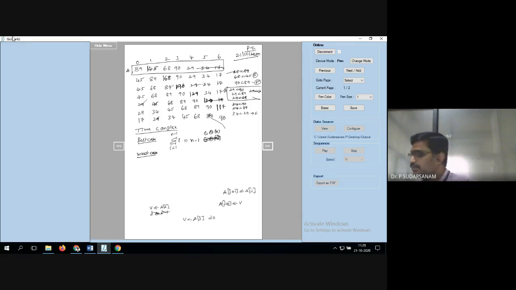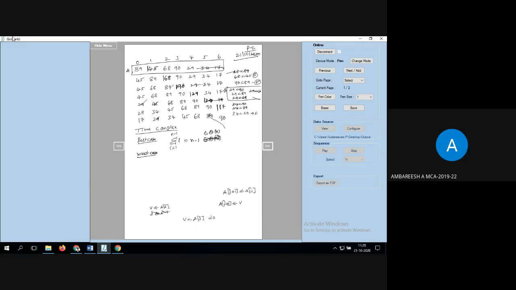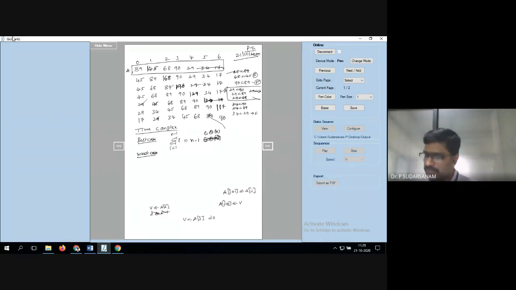For example, if I have the elements something like this: 10, 9, 8, 7, 6, 5. What will happen in this case when you are comparing 9? 9 will be moved here and 10 will be moved. For example, I'll write it here: 10 and 9.